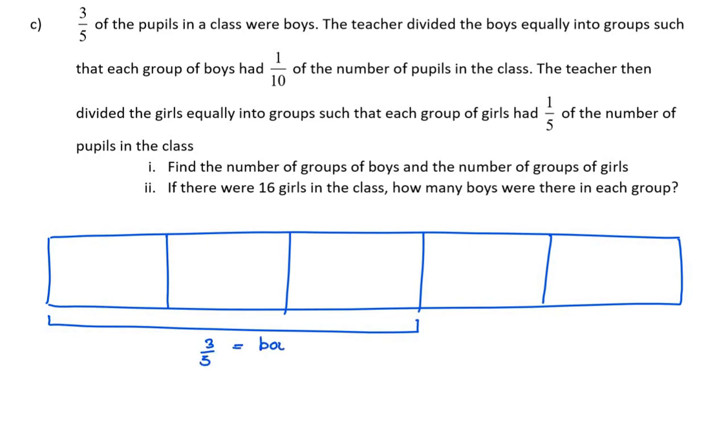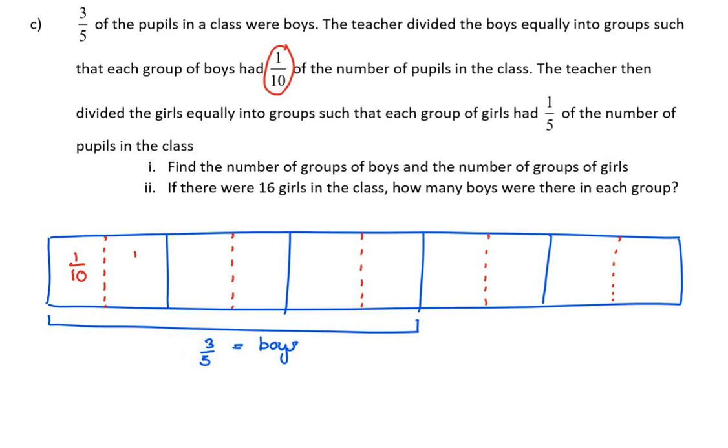The teacher divided the class equally into groups such that each group represented 1/10. Now the problem is I can't draw 1/10 here because I only have 5 groups. So my 5 groups need to become 10 groups. How do I do that? I divide every single bar in half, because then I will have 10 little blocks and I can figure out where 1/10 is. So this is 1/10.